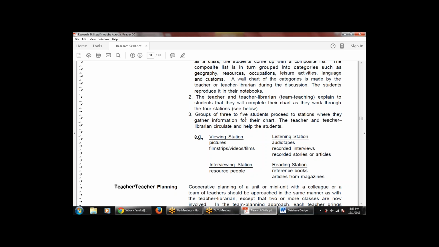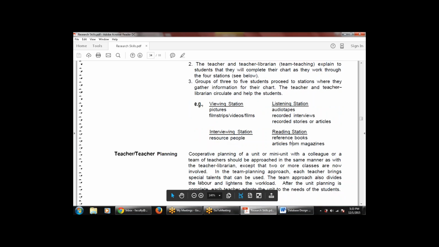Then the interviewing station has the resource persons, meaning who are the various resource persons that are available. Then there is a reading station, with reference books and articles from magazines. So the viewing station means how to view the content, that is pictures, film strips, videos and films. The listening station is how to listen, using audio tapes, recorded interviews, recorded stories or articles. Then the interviewing station involves a resource person, reference books, and articles from magazines.